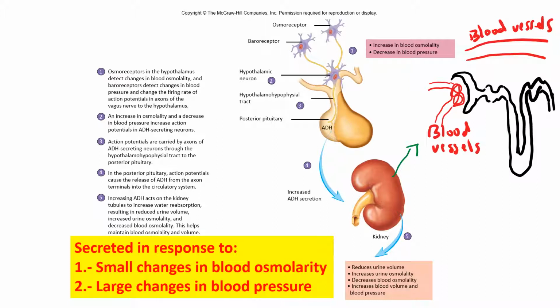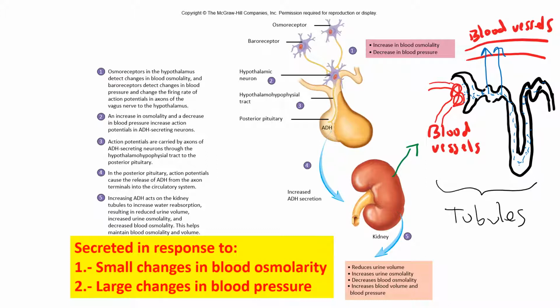ADH main target organ are the kidneys, more specifically the kidney tubules. Kidney tubules are structures where urine is being formed. The job of the kidneys is to filter blood. The filtrate is collected in these kidney tubules. With the filtrate comes a lot of water, which should be reabsorbed back into the blood vessels.